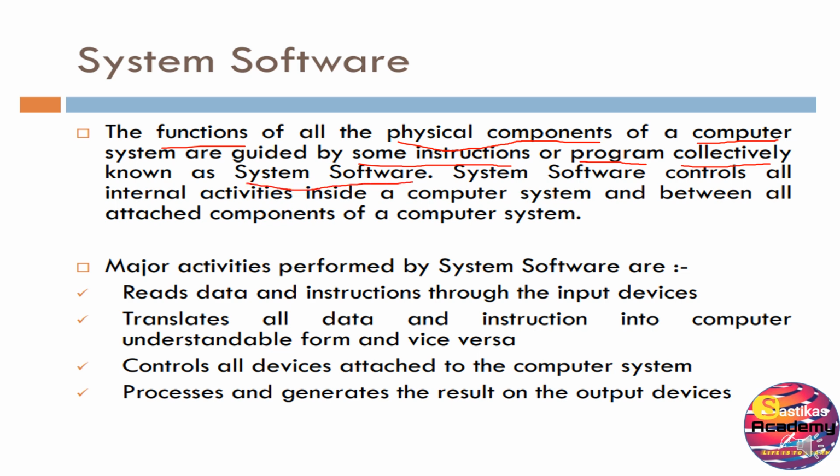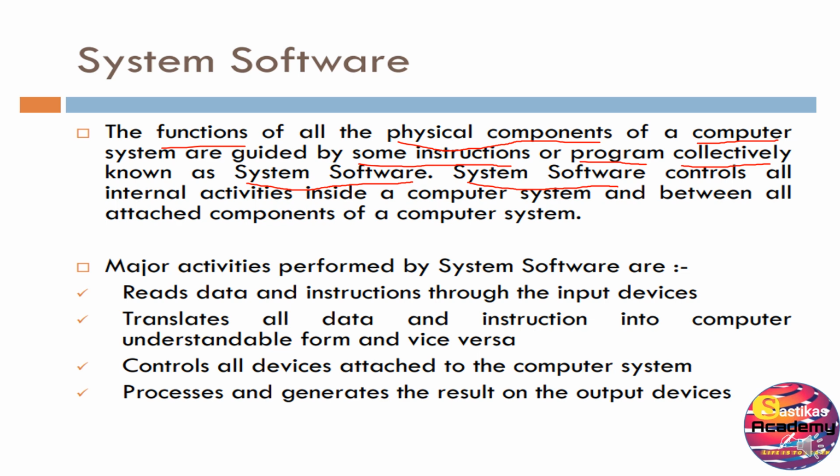System software gives instructions to the physical components of the computer to perform some tasks. Since nobody is there to initialize these functions, the inbuilt OS performs these instructions and programs. System software controls all the internal activities inside a computer system and between all attached components of the computer system. System software is the head.